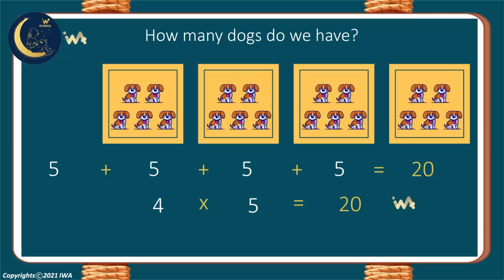Excellent. This can also be read as 4 fives. Let's read the multiplication sentence again together. Come on, say it with me. 4 multiplied by 5 equals 20.